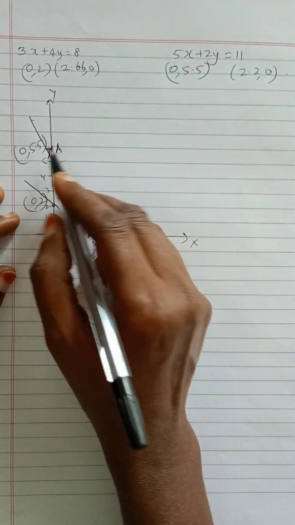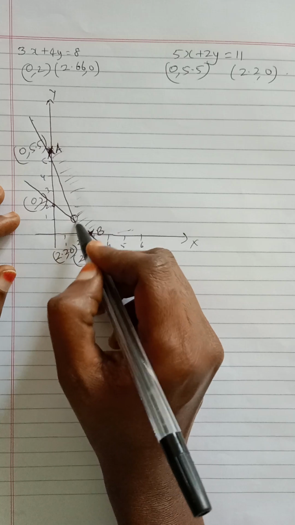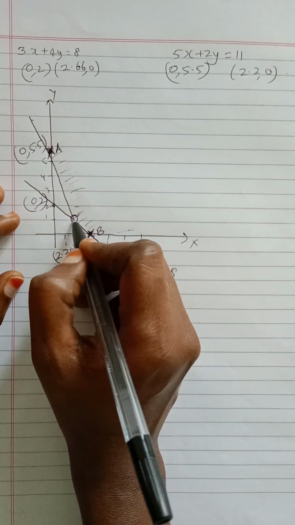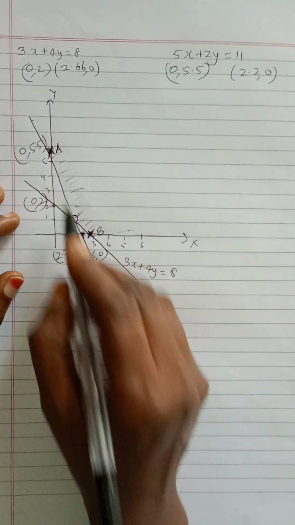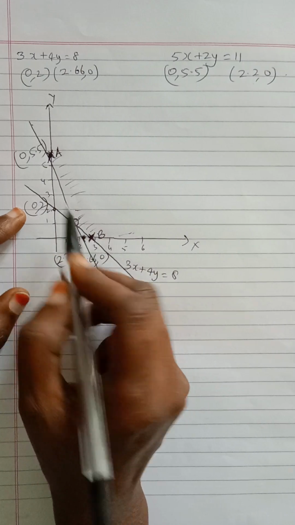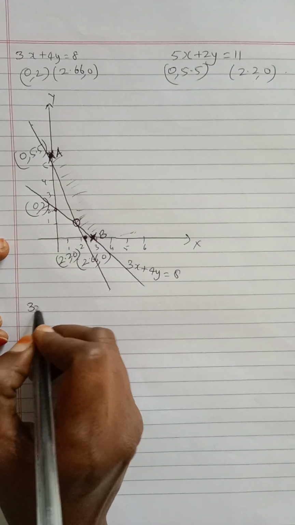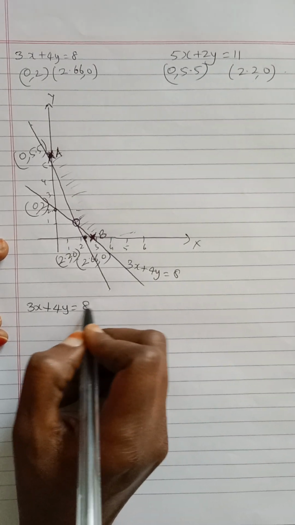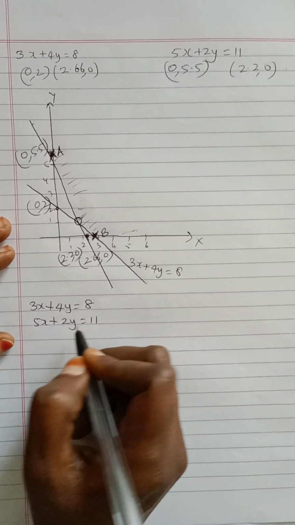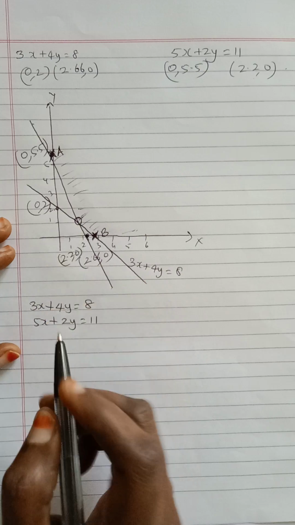Okay, now we have found the 2 points, but there is another point here, that is the point of intersection between these two lines. If we find that point, we can find the most feasible solution. So first we find the intersection point. The two lines are 3x plus 4y equal to 8, and 5x plus 2y equal to 11. When you solve this, you can find the x and y coordinates of this point.